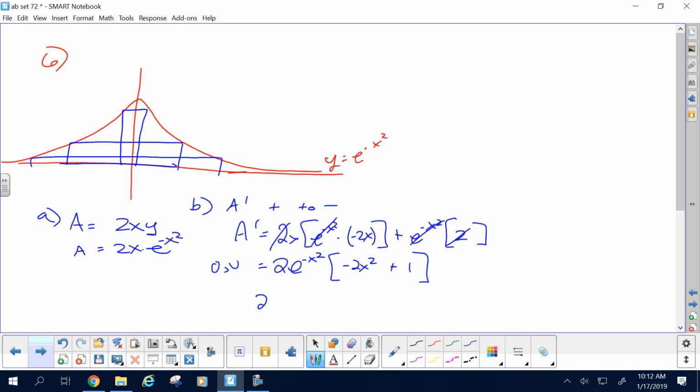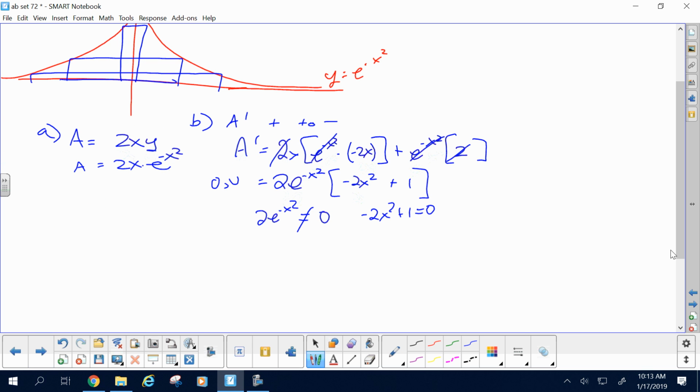Can 2e to the negative x squared equal 0? No. What about negative 2x squared plus 1? What x, actually, let's just go positive x. What x makes that true? Root 2 over 2, I agree. Square root of 1 half, which does simplify to root 2 over 2.